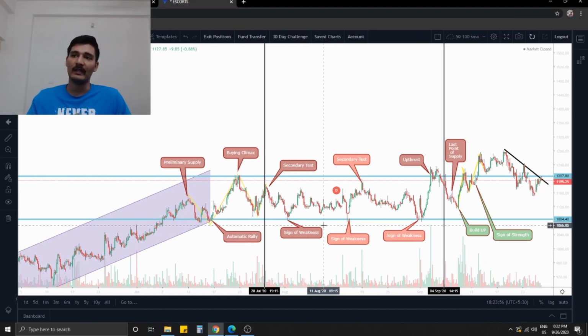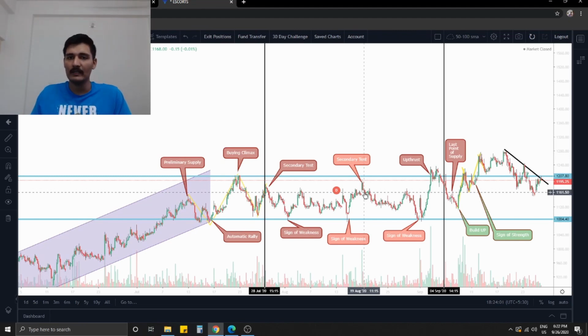You have the sign of weakness, again multiple secondary tests. I told you guys when we were discussing the Wyckoff schematics that there can be multiple secondary tests. There's nothing to worry about that, as long as it is not approaching the buying climax price range. I would prefer not to call it an upthrust, because an upthrust is a very strong push in prices. We have an example of this one too. So that becomes another secondary test followed by another sign of weakness.